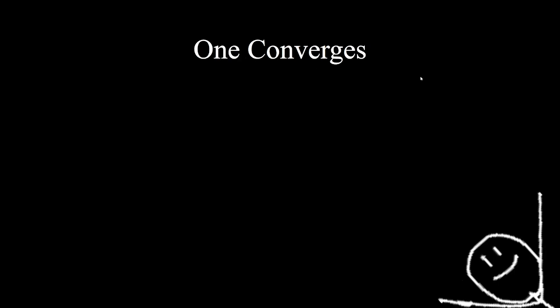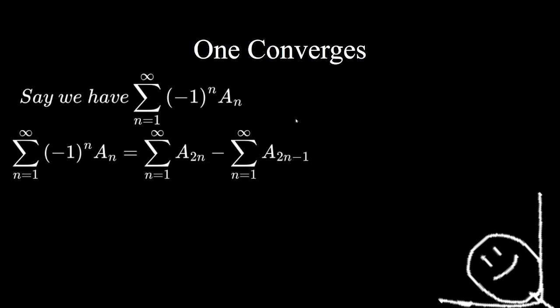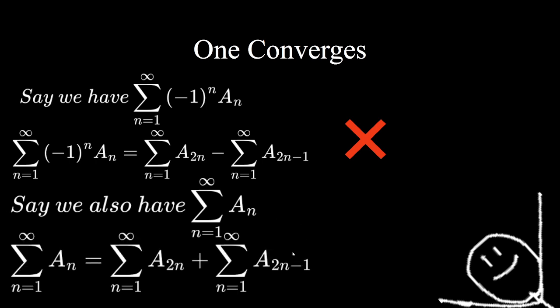What if just one converges? Then we would have the alternating series. We would again decompose it, and we would have either a finite number minus infinity or infinity minus a finite number. Either way, it diverges. And remember, this one needs to converge, so no, it does not work. Looking at the non-alternating counterpart, it would be infinity plus infinity, which we do want, but still, this one does not work.